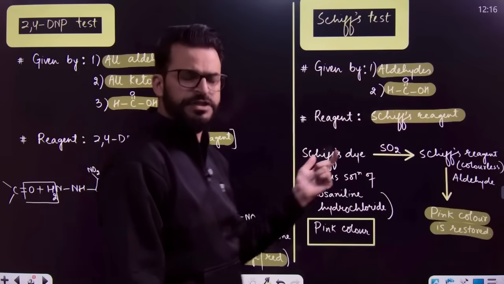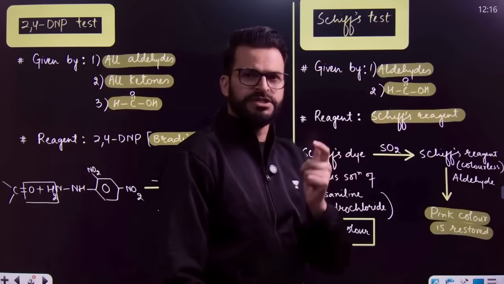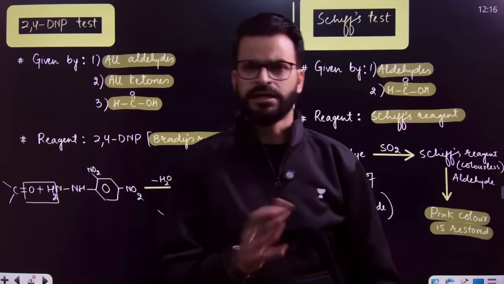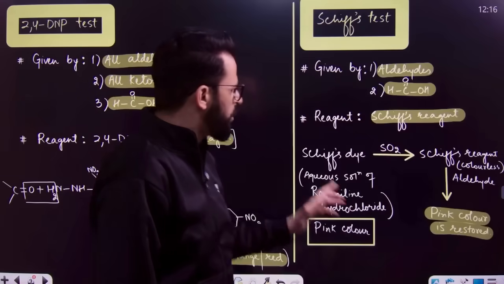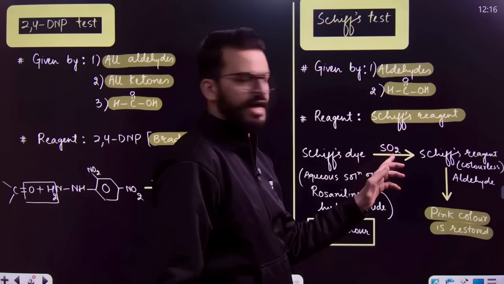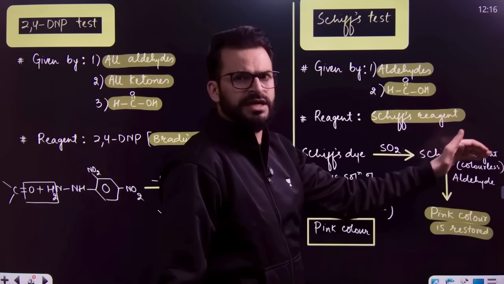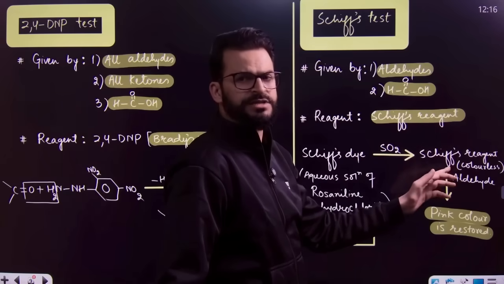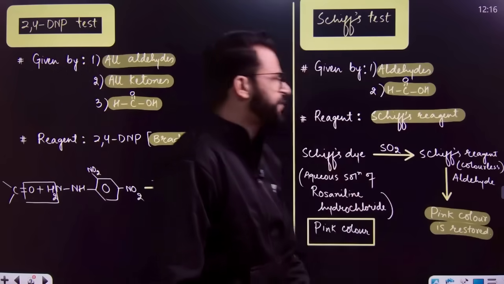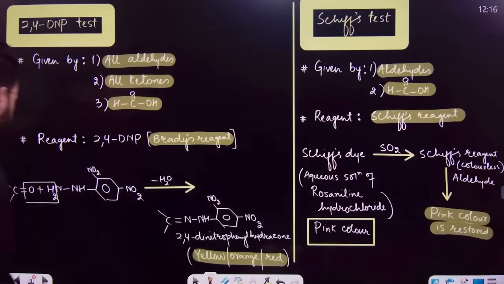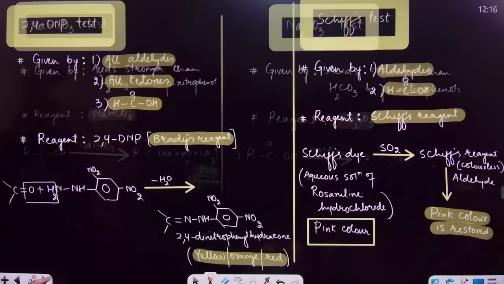What will happen? First of all, we have Schiff's dye. Schiff's dye is basically pink in color, and Schiff's dye means an aqueous solution of rosaniline hydrochloride. To this, we pass SO2 gas, and it becomes Schiff's reagent. That means colorless. When it becomes colorless, on treatment with an aldehyde, the pink color is restored. But this type of test is not given by ketones. That means ketones do not respond to this test.